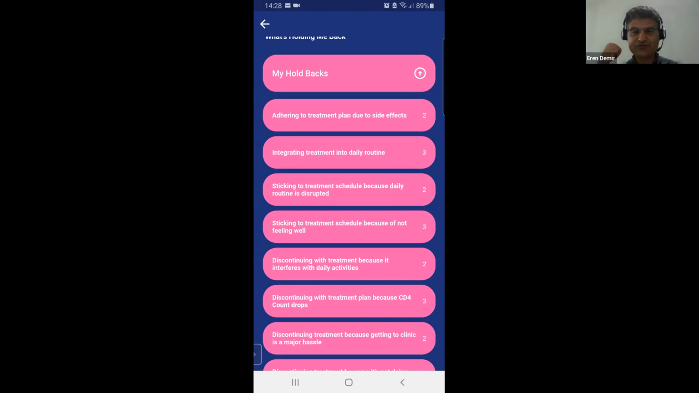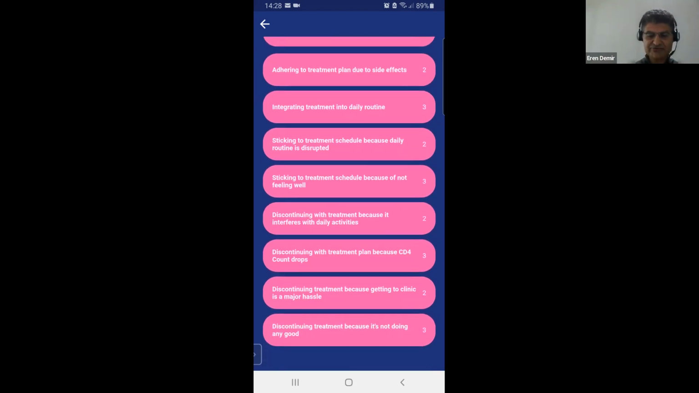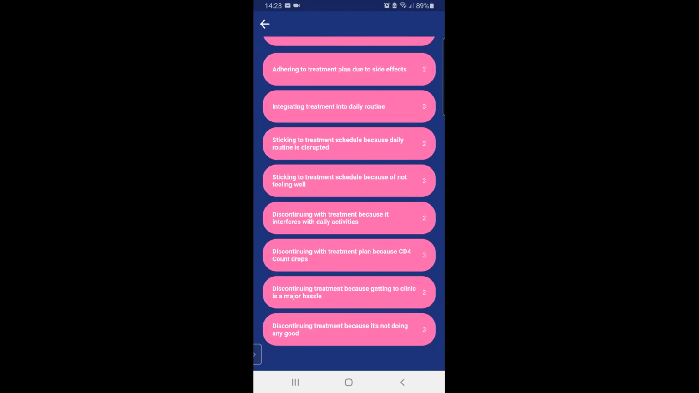Not adhering to the treatment plan due to side effects. So clearly, the patient has experienced some side effects. Is it time to change their medication? Integrating treatment into daily routine, that's another big problem: sticking to the treatment schedule because daily routine is disrupted. Maybe the time has come to switch this patient to a new medication because they are not adhering.